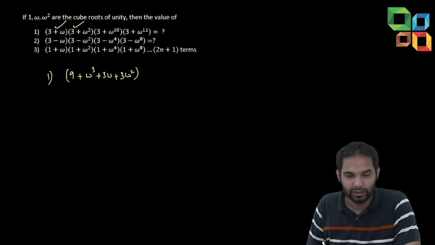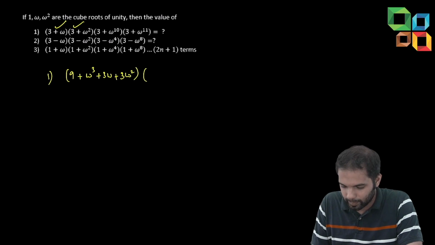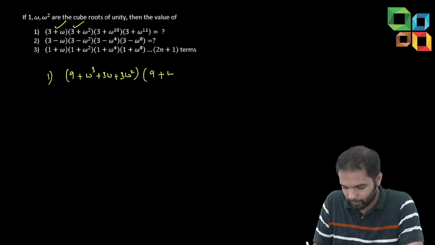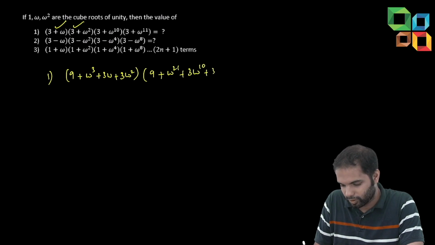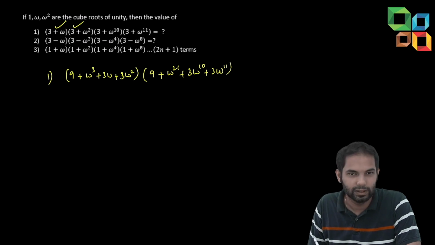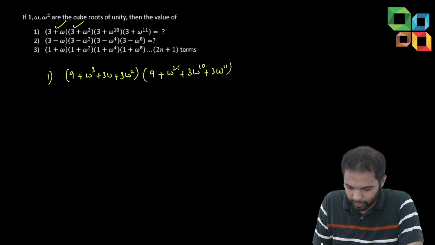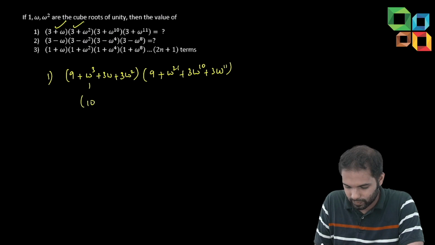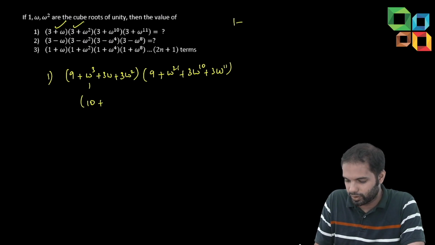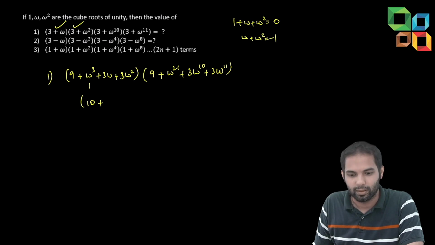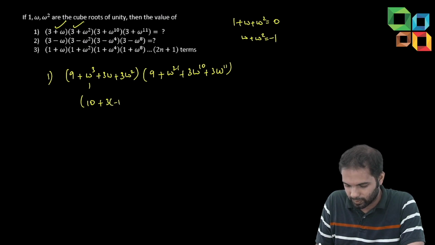Correct. Next term, if you want, you can multiply here: 9 plus omega power 21 plus 3 omega power 10 plus 3 omega power 11. Clear? So omega cube is 1. So this will be 10 plus 3 into (omega plus omega square). I told you this property is very important. Now you can see that omega plus omega square is nothing but minus 1. So it will be 3 into minus 1.